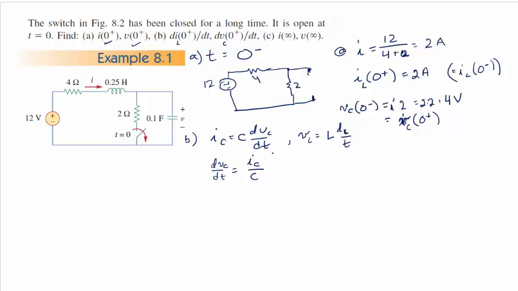Well, we can find I sub c the instant that the switch opens, correct? So the instant the switch opens, what is the current going here? So we redraw the circuit at that instant. The instant the switch opens, we have the 12 volts still here. We have the 4 ohms there. We have an inductor right there with 0.25 henries.